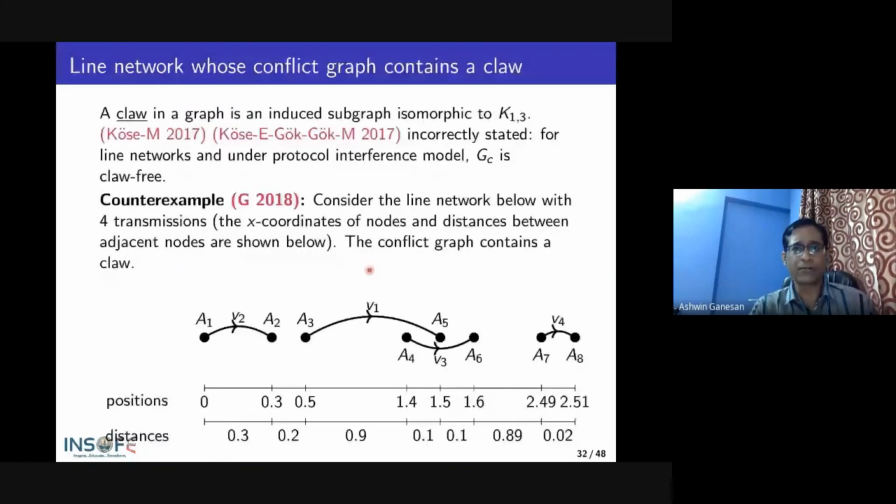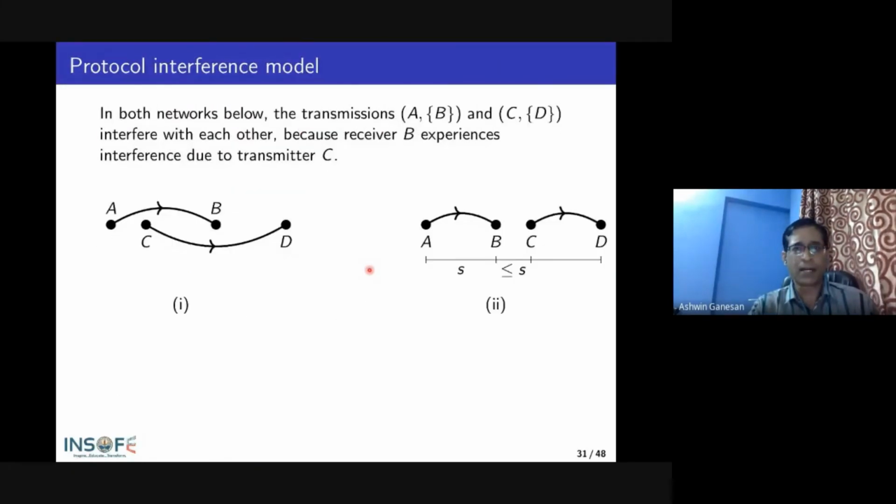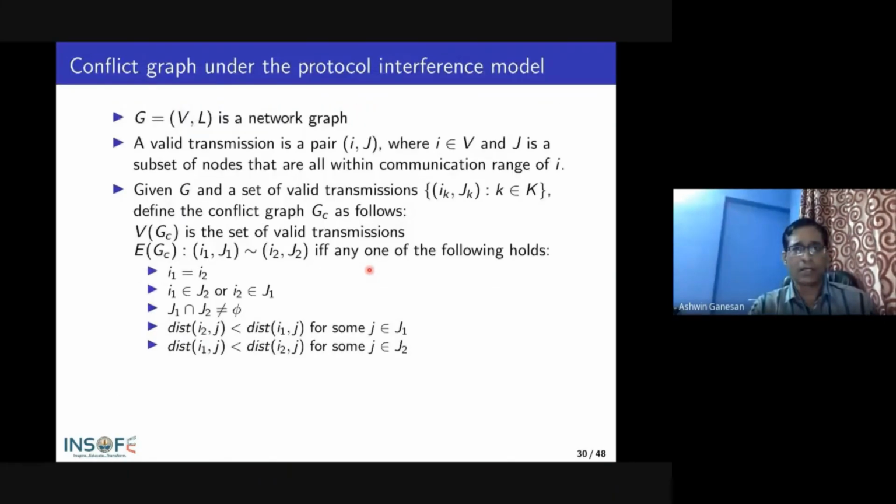So it turns out that there are various ways in which you can construct the conflict graph. We looked at the primary interference model. There's something called the protocol interference model. Again, you can look at my paper, my publication, which is on my website, to go over this in more detail. I want to basically spend a few minutes on some open problems, so I'm going to skip over.